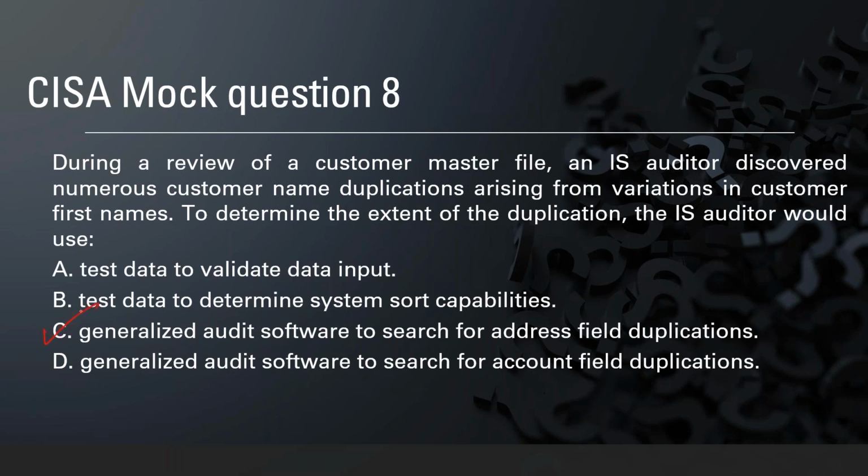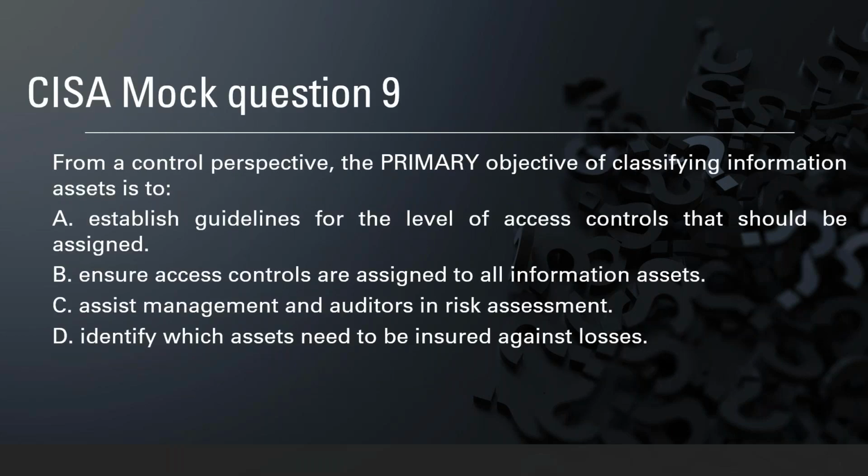This relates to database management system, which is part of domain 4. From the control perspective, the primary objective of classifying information assets is to establish guidelines of the level of access control that should be assigned, ensure access controls are assigned to all information assets, assist management and auditors in risk assessment, or identify which assets need to be insured against the losses.